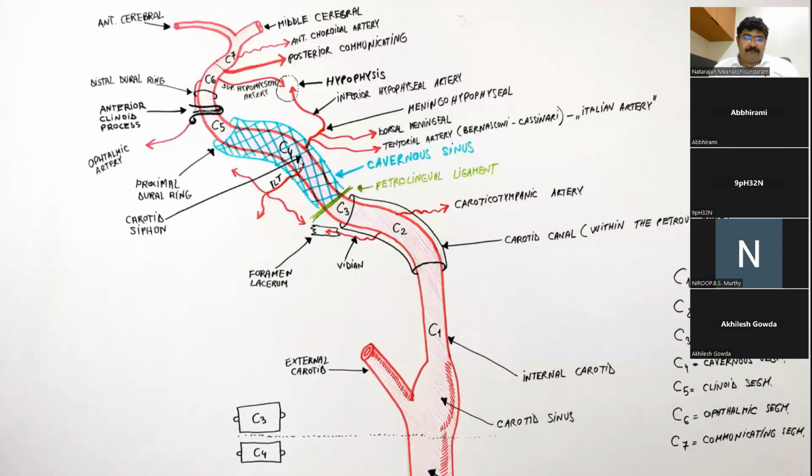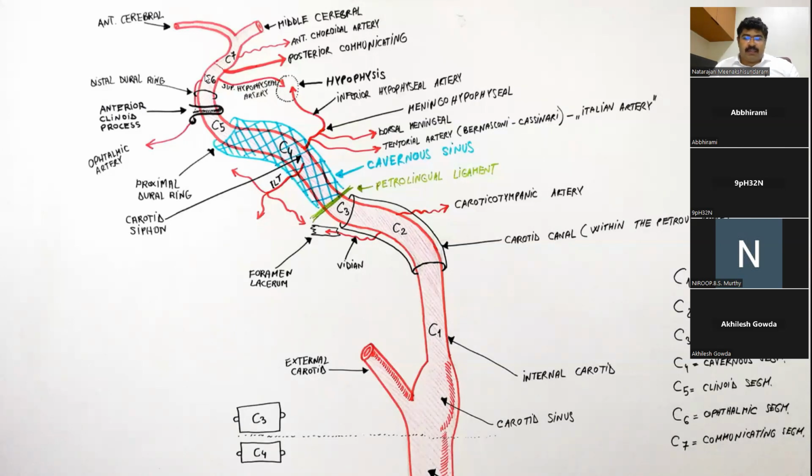So that is the cavernous ICA, and then it enters through the proximal dural ring, or the lower dural ring, which is related to the clinoid process. Through the proximal dural ring it enters the clinoid segment. Up to the distal dural ring, it forms the clinoid segment of the ICA. The part of the ICA that lies between the proximal dural ring, or lower dural ring, and the distal dural ring, or upper dural ring, is called the clinoid ICA.